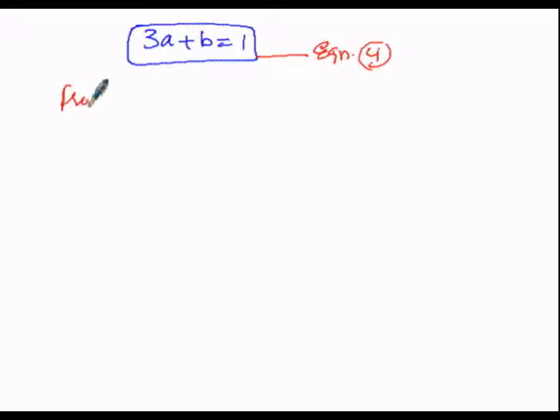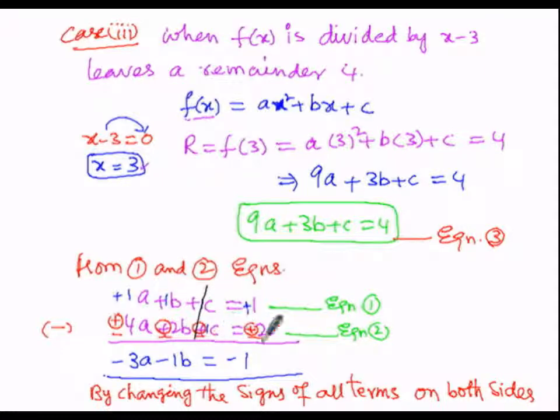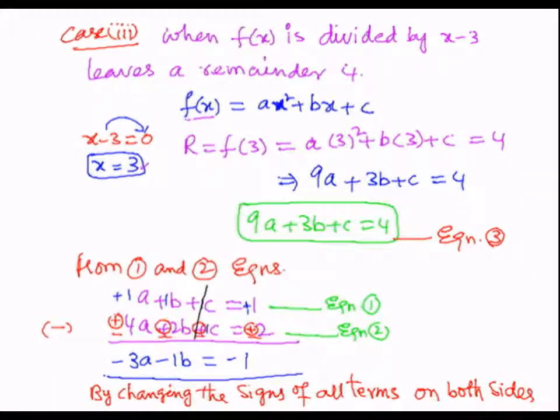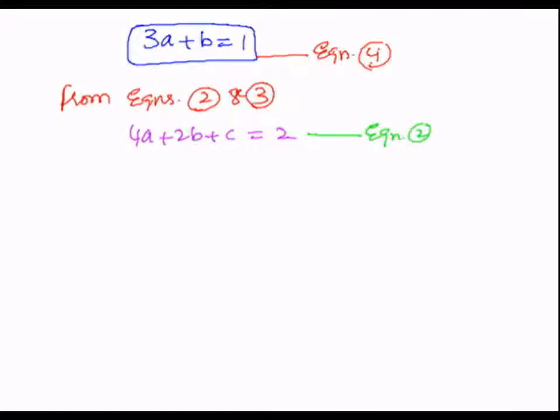Then now, from equations 2 and 3. The second equation is 4a plus 2b plus 1c equals 2, which is equation number 2, whereas the third equation is 9a plus 3b plus c equals 4, which is equation number 3.